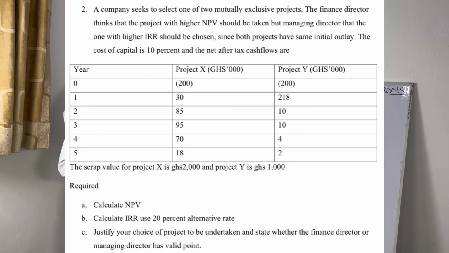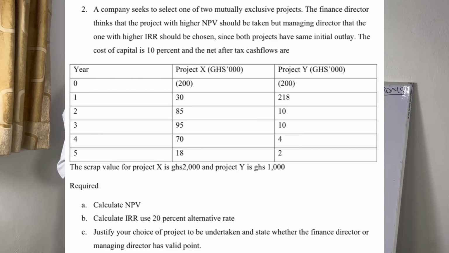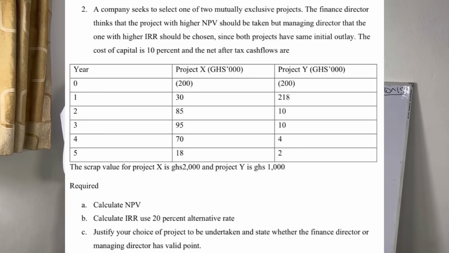The finance director thinks that the project with higher NPV should be taken, but the managing director thinks that the one with higher IRR, or internal rate of return, should be chosen. Since both projects have the same initial outlay, the cost of capital is 10% and the net after tax cash flows are, so you've been given the cash flows for project X, the cash flows for project Y. And it says the scrap value for project X is 2,000 cedis and project Y is 1,000 cedis.